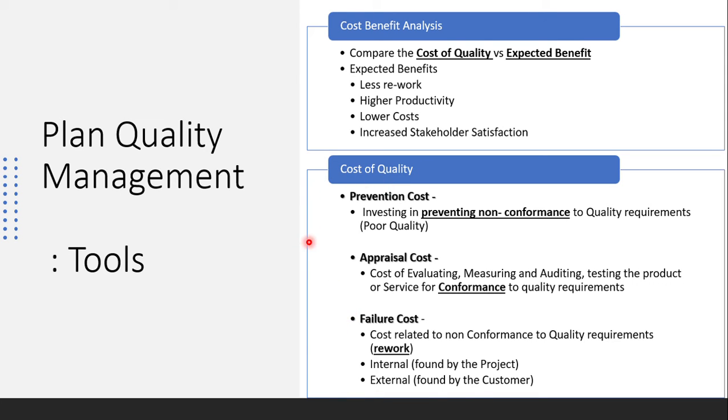So there are three kinds of cost of quality. One is the prevention cost, the investment you need in order to prevent non-conformance from your project team. The appraisal cost is the continuous monitoring and auditing of your teamwork to ensure that you conform to the quality standards you have laid down. And the failure cost is the repercussions of failing to conform to quality standards.